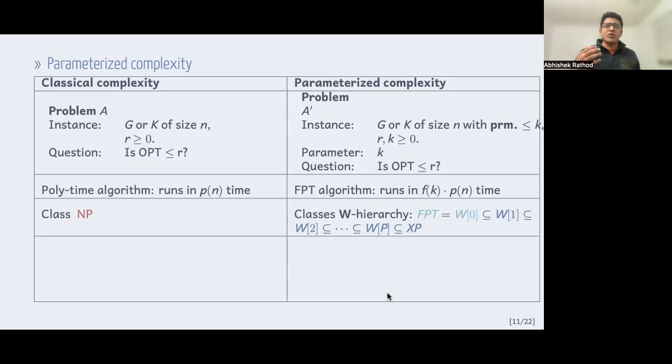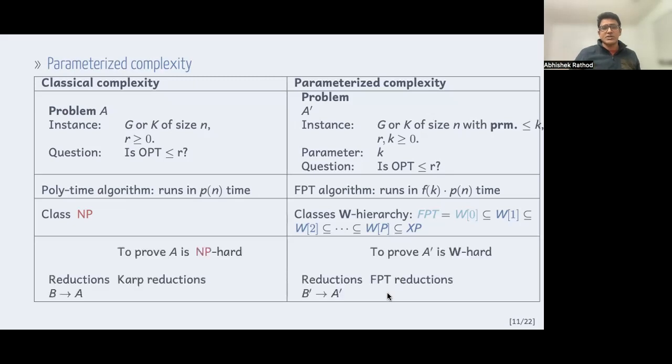So when you want to show that a problem does not have an FPT algorithm, you basically want to show that the problem is W1 hard or W2 hard or XP hard or so on. And the way to do this is to reduce a known W1 or WP hard problem to the problem at hand. And this reduction has to be an FPT reduction. Okay, so that completes my description of the preliminaries. Let me now state our contributions.